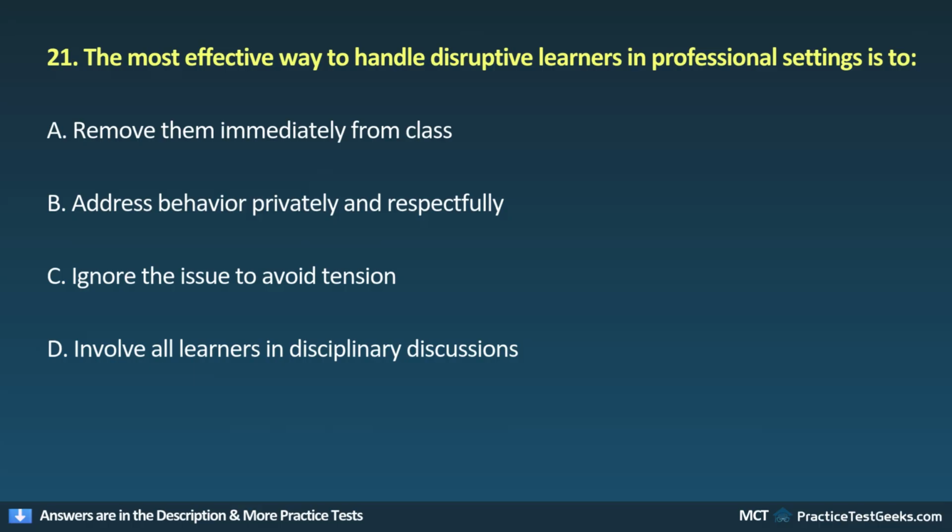21. The most effective way to handle disruptive learners in professional settings is to A. Remove them immediately from class. B. Address behavior privately and respectfully. C. Ignore the issue to avoid tension. D. Involve all learners in disciplinary discussions.